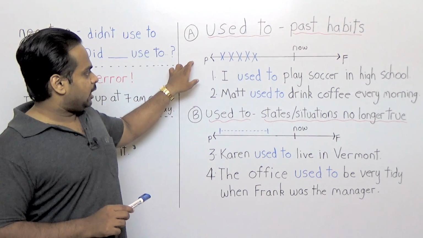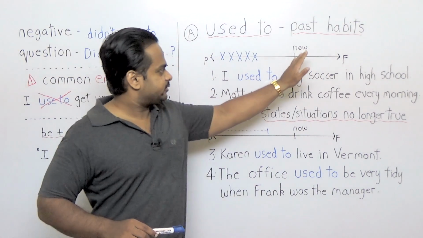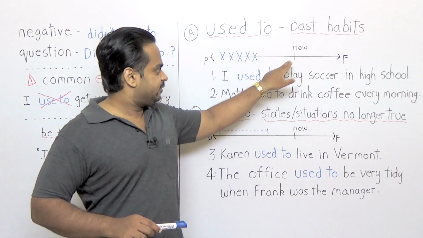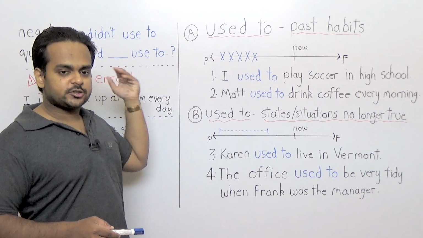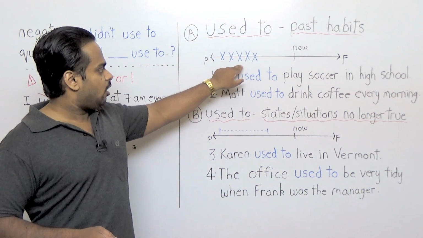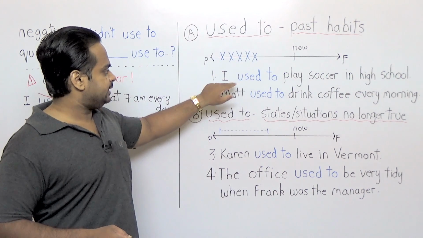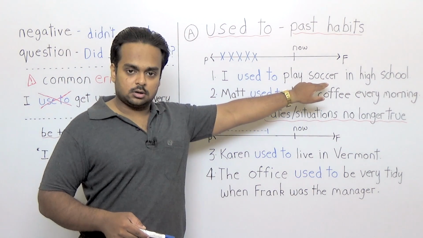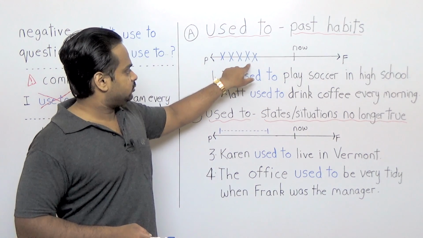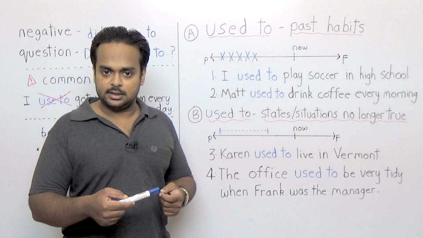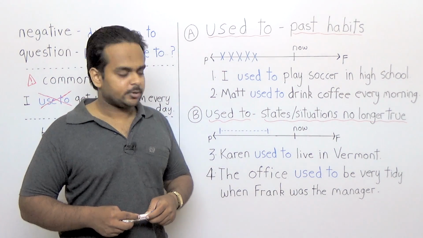Have a look at this timeline I've got. Let's say that that side is the future, this is now or the present, and over on this side is the past. All of these are the action, and the action is I used to play soccer in high school. So you can see that I did the action regularly or repeatedly, so it was a habit for me.